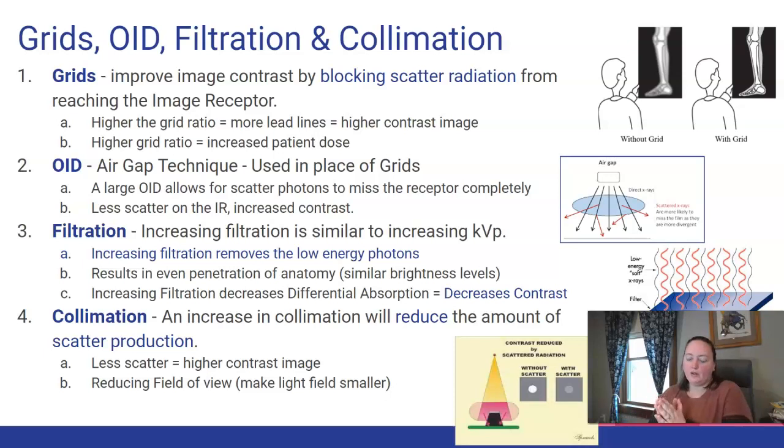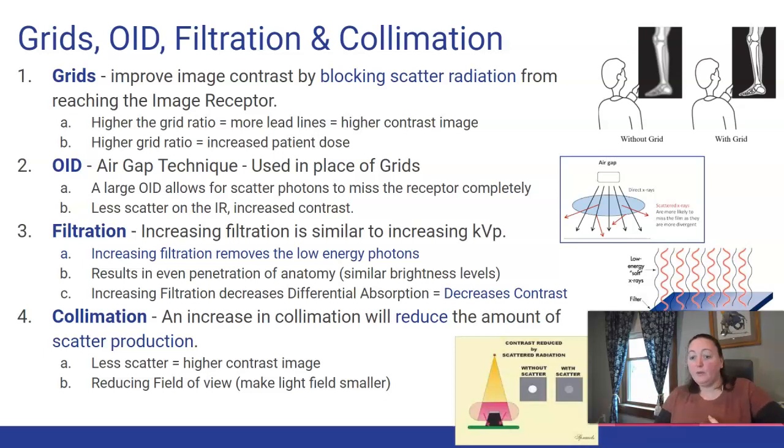And just remember, grids do not reduce the production of scatter, right? Because where does scatter happen? At the patient. Where's your grid? Behind the patient. They will absorb some scatter. They do not reduce the production, right?